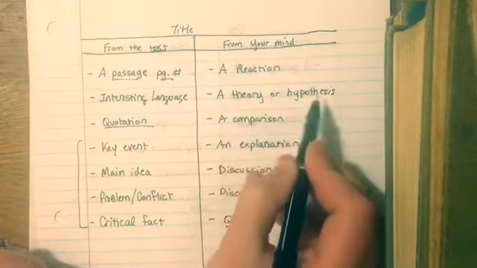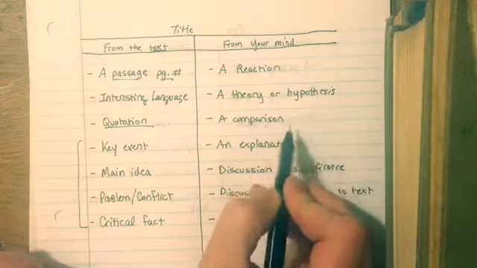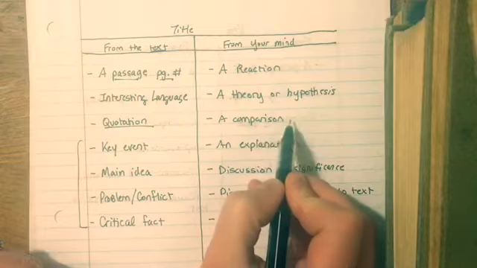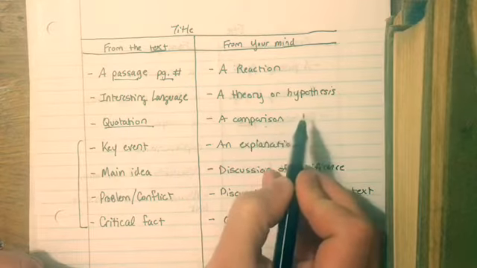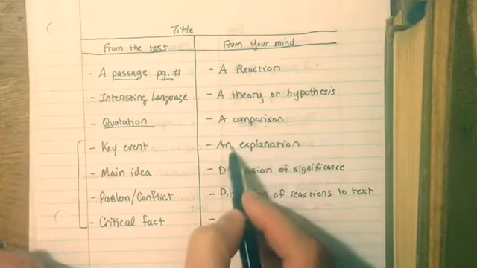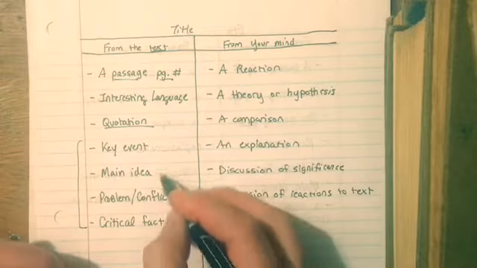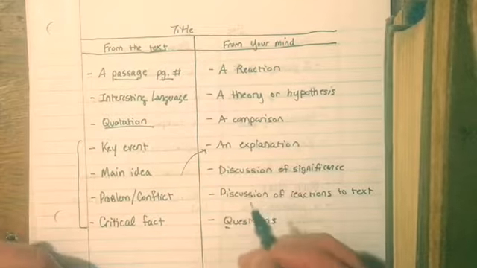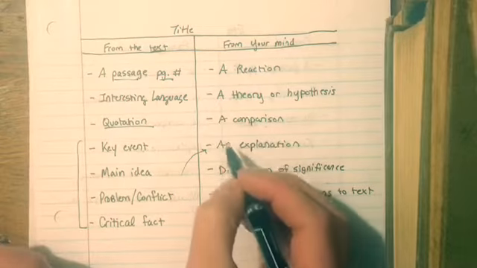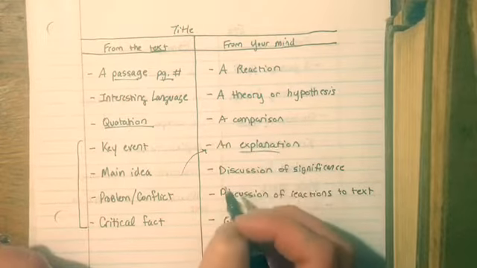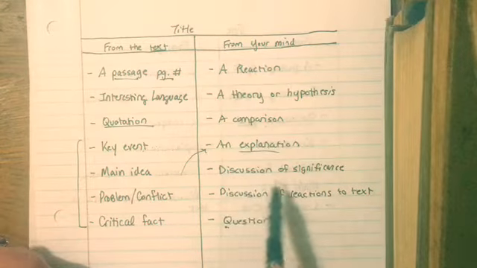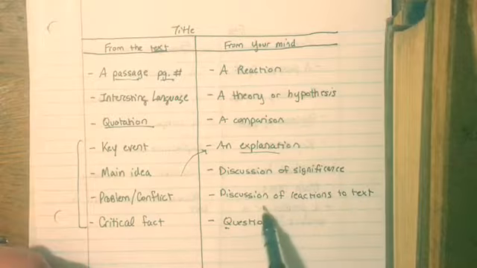You can include theories or hypotheses about the text. You can make comparisons or connections between the text and other things that you have read or watched or listened to. You can include explanations. So if there are things that you are not sure about that happened in the text and you find out about it later, you can come over here and give yourself a little explanation for what you're confused about. This is also a place where you can have discussions of significance and discussion of reactions to the text.